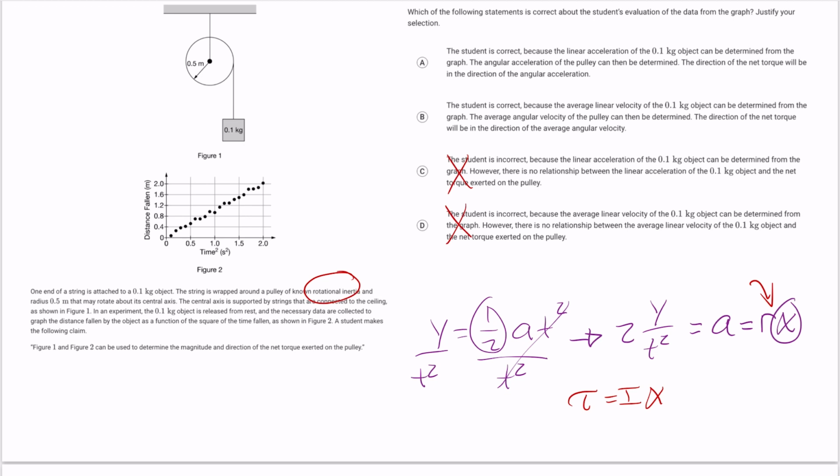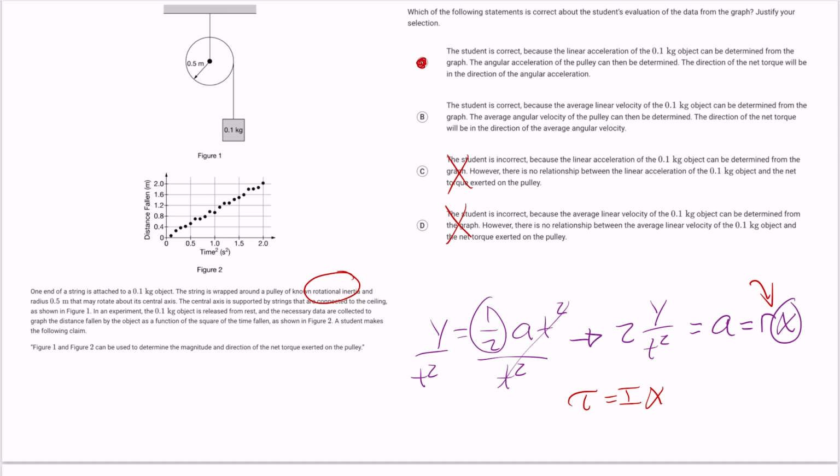For A and B, we have that for A, it says the student is correct because the linear acceleration of the 0.1 kilogram object can be determined from the graph. Yeah, that's true. The angular acceleration of the pulley can be determined. That's correct. The direction of the net torque will be in the direction of the angular acceleration. That's also correct. All right, so I'm going to go ahead and circle A, but I'm going to read B just to make sure that I'm not crazy.